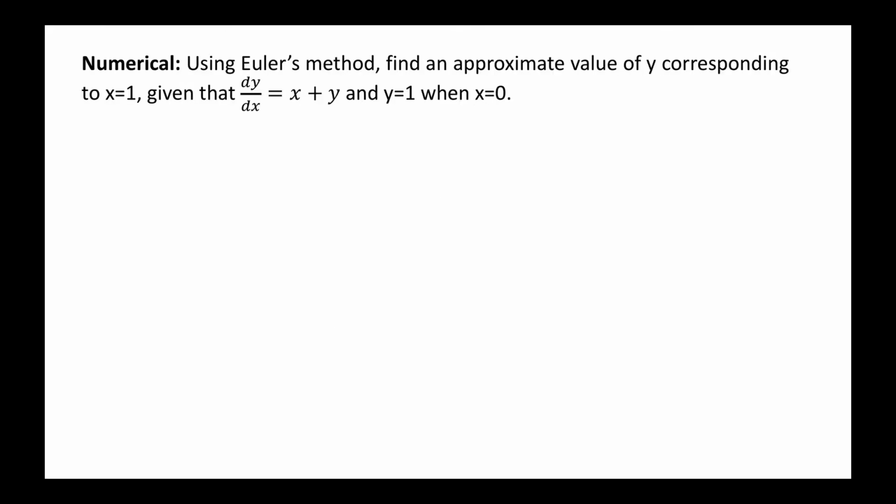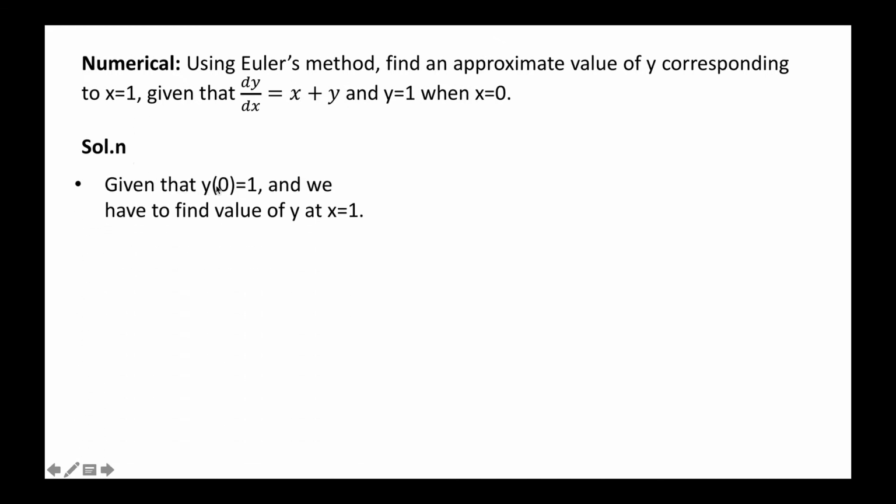Now let us consider a numerical example for understanding how this method works. Using Euler method, find an approximate value of y corresponding to x equal to 1. Given dy by dx is equal to x plus y, so the function is x plus y, and y is equal to 1 when x is equal to 0. So these are the initial values which are given, and f of x comma y is x plus y.